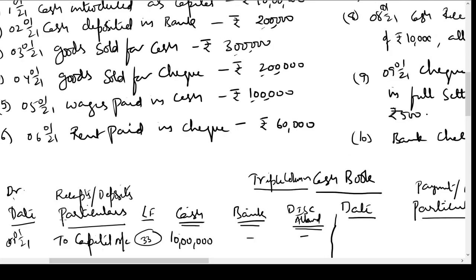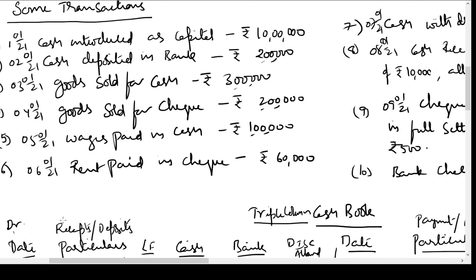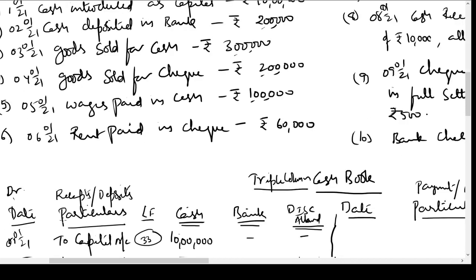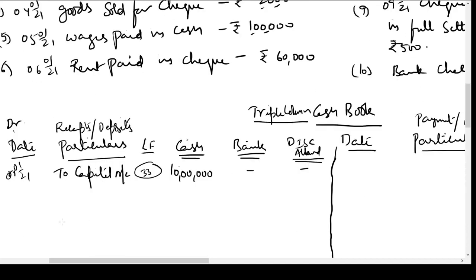Now let us see the next transaction. Cash deposited in bank 2 lakh rupees. Now cash deposited in bank means it is a cash payment for the business and a deposit in the bank. We are paying cash, cash is going out of the business and it is being deposited in the bank. So we should record it in, and you can see here we have already written receipts of cash and deposits in bank. So this will be recorded on the deposit side of the triple column cash book in the bank column because we are depositing money in the bank, to cash account.